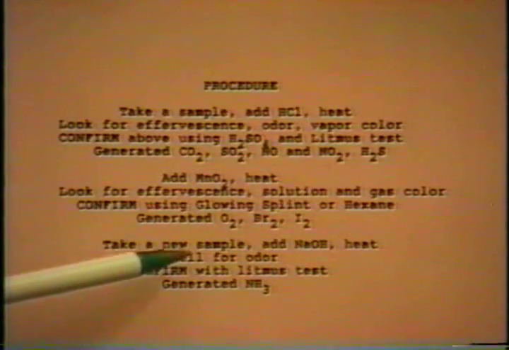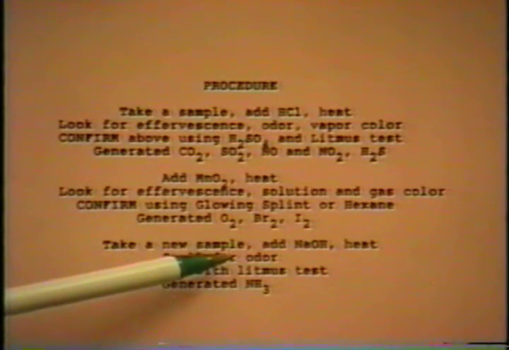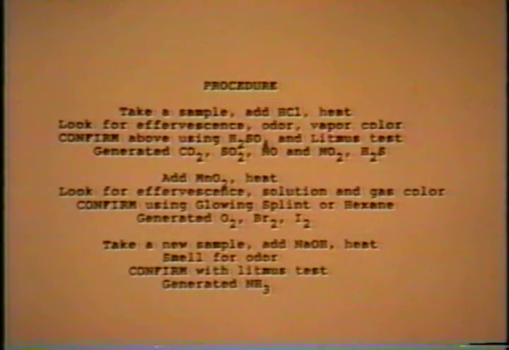What you do is just take another 1 milliliter portion of your unknown and add a milliliter of NaOH to it, and you heat. Now you can check for ammonia simply by its odor, but better yet, confirm it with the litmus test. That is, pink litmus paper should turn blue in the presence of ammonia. When you're through with this sequence, you should probably have identified the possible generation of 1 or 2 of these species.